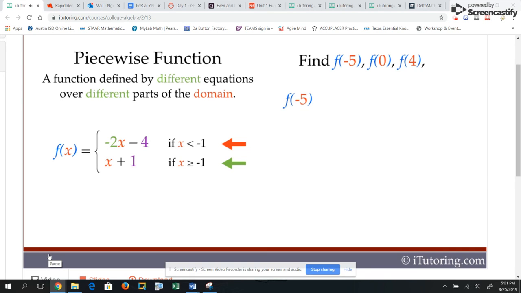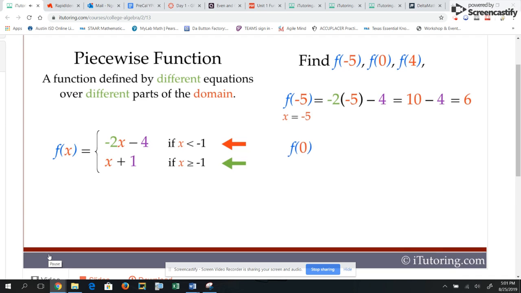First, for f of negative 5, here we have an x value of negative 5, so this will be for our domain that is x less than negative 1. This function is defined as negative 2x minus 4, so our function then becomes negative 2 times negative 5 minus 4, which simplifies to 10 minus 4, which is equal to 6. So f of negative 5 is equal to 6.